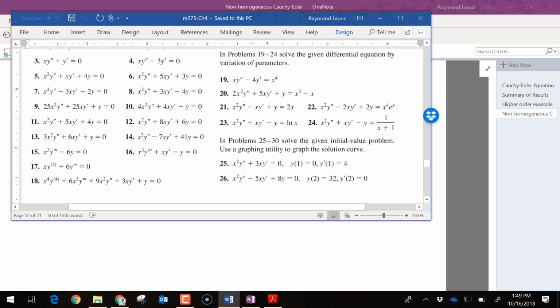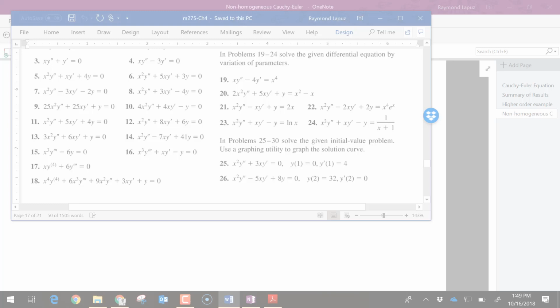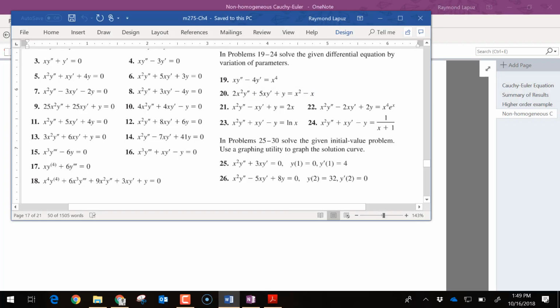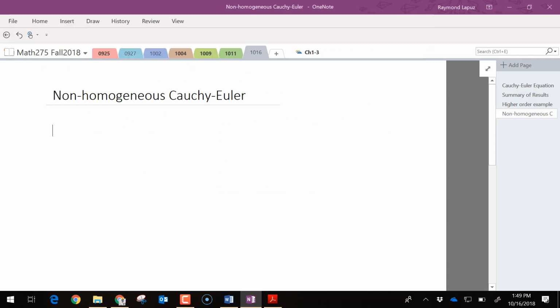Let's try to do problem number 20. 19 didn't have a matching Cauchy-Euler equation, which is still solvable. I just have to remind myself of how to solve for it. I can't remember right now. So let's do this one.